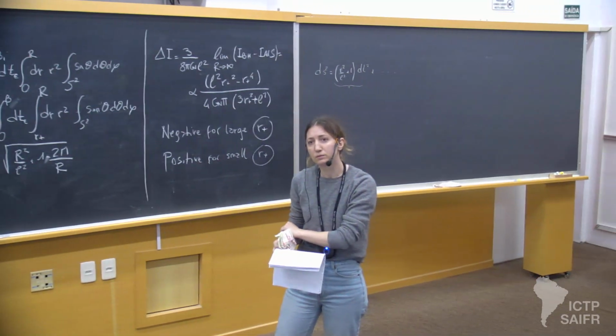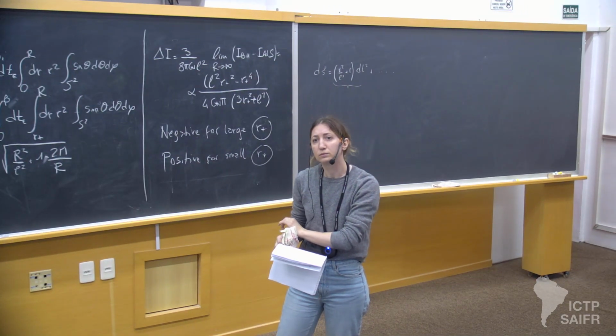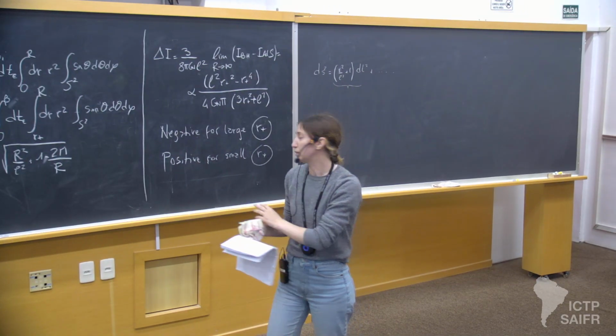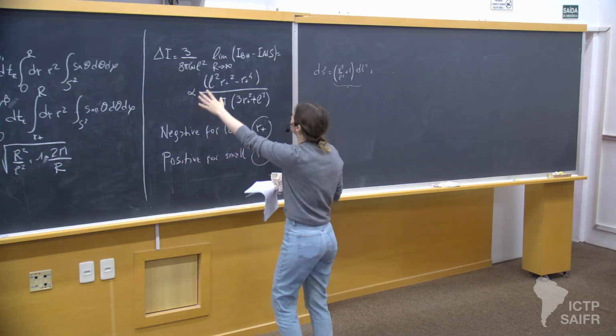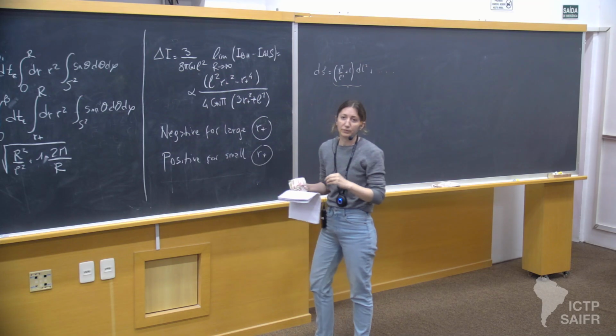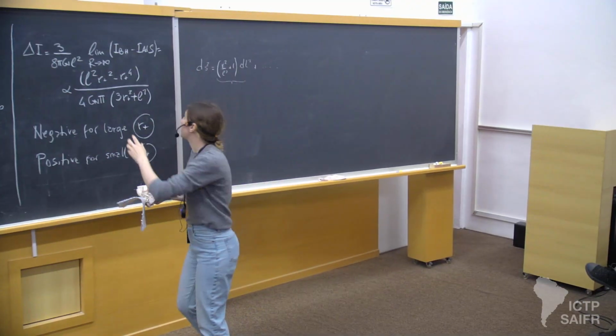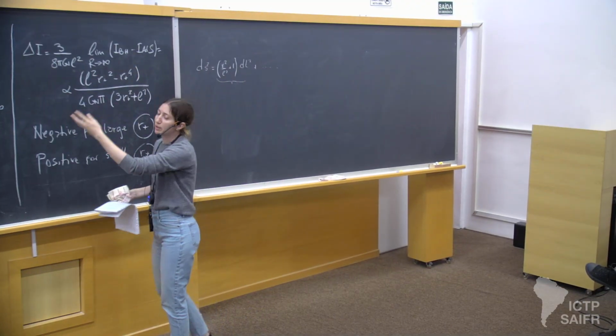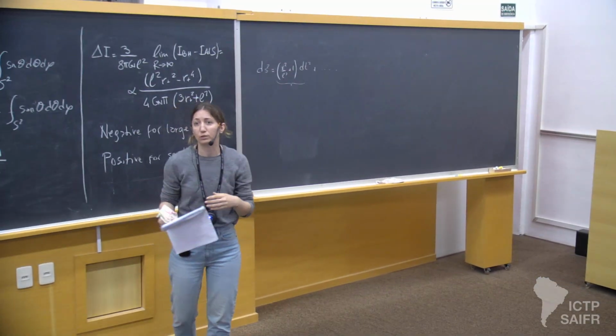Yes, you take the limit, R goes to infinity, because eventually you want a finite quantity, and the subtraction with equal boundary is the thing that ensures you don't have divergences.